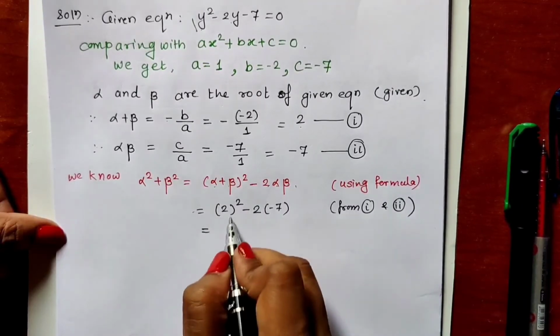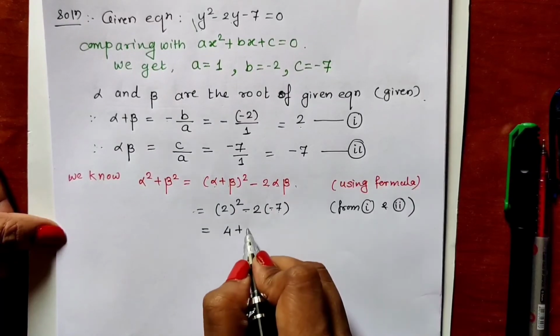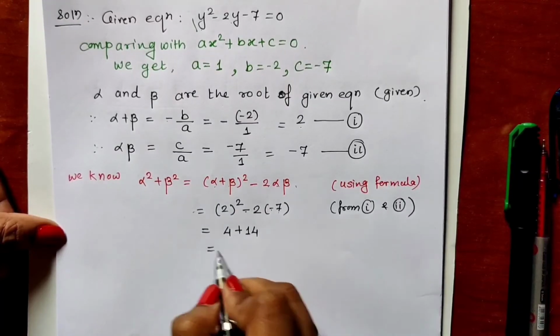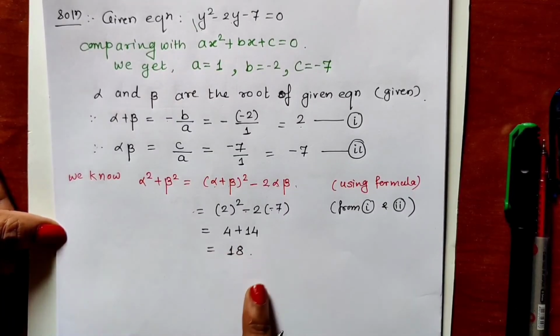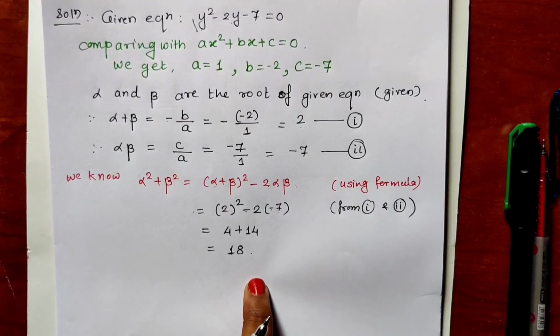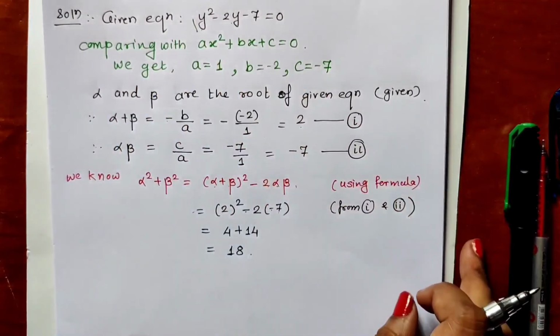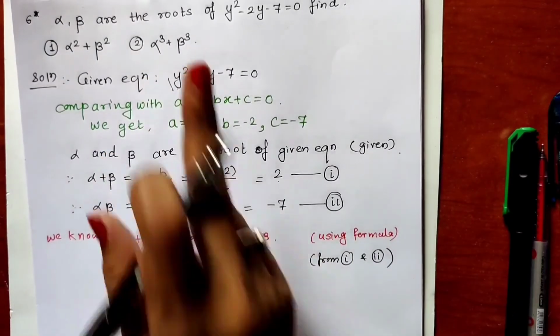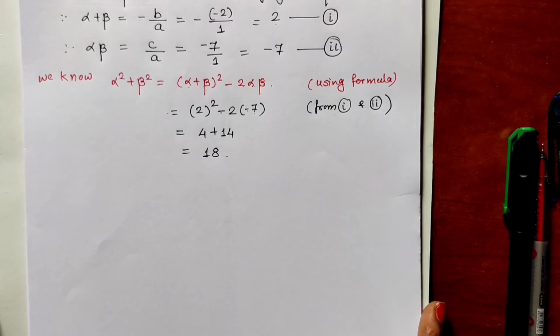Now solve. 2 square is 4, minus minus plus, 2 sevens are 14. 4 plus 14 is 18. So we have got the value of alpha square plus beta square, which is equal to 18. Now we have to get the value of alpha cube plus beta cube. So which formula we will have to use now? Let us see the formula. I will show you.